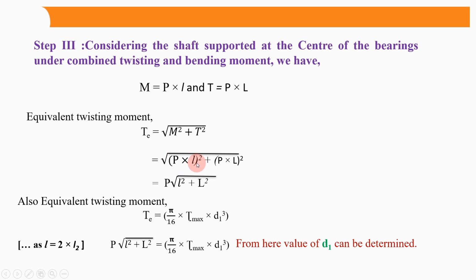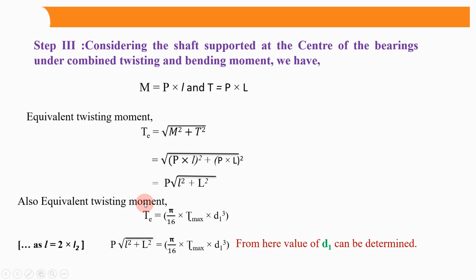Under root of (P into l) square, the value of M is P into l. Please see, the value of M is given here, P into l. So I just put the value of M, (P into l) square, and the value of T is P into L. So I have put the value of T here, P into L. So P is common here, so I take P out of that under root. If I take P as common, then what are we left with? We are left with under root of small l square plus capital L square.